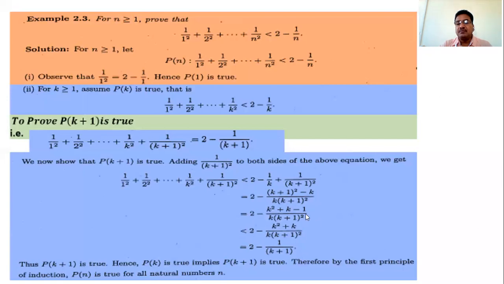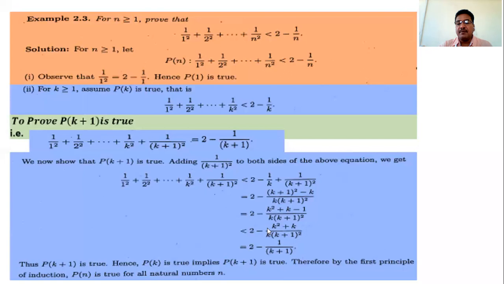Okay. So minus 1. Delete this minus 1. That is, add 1 in the numerator. If you add 1 in the numerator, then the number becomes larger than the previous number. So here is the sign less than. Okay. And this is what?